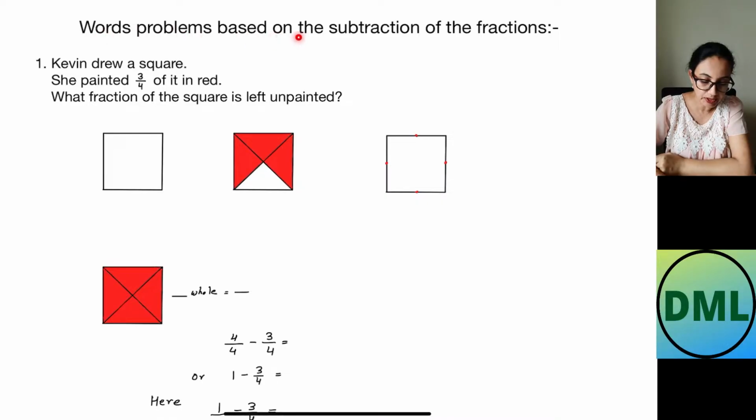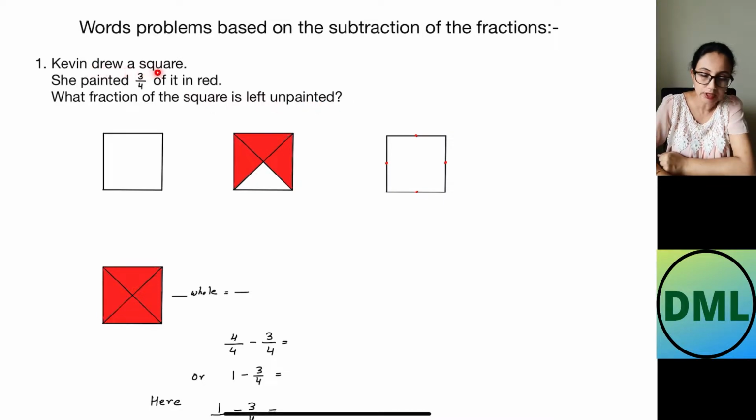Word problems based on the subtraction of the fractions. First question, Kevin drew a square. She painted 3/4 of it in red. What fraction of the square is left unpainted?